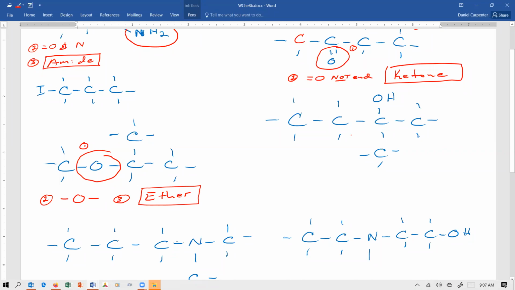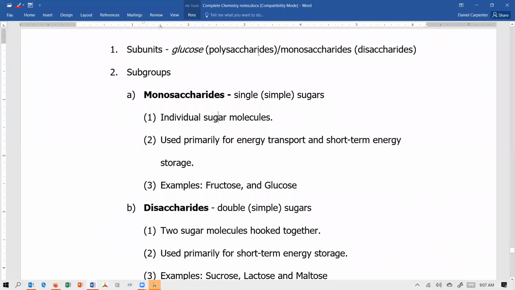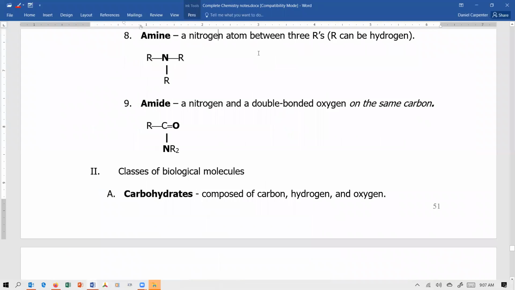Moving on to the next one. Oh, I'm sorry. Was there a hand up? Yeah, I was just a little bit confused on how you know what to call them. I know that there's like a little key that you made, but I wasn't sure if that was actually in the notes. Well, it is actually in the notes. It's this list right here.